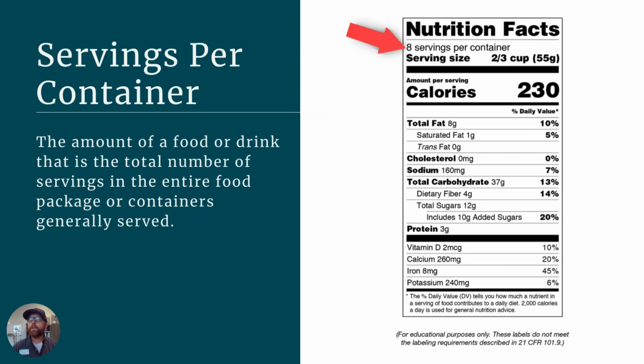We're going to start off by looking at servings per container. Servings per container is the total number of servings in the entire food package or container. That is that number right up there where it says 8 servings per container.